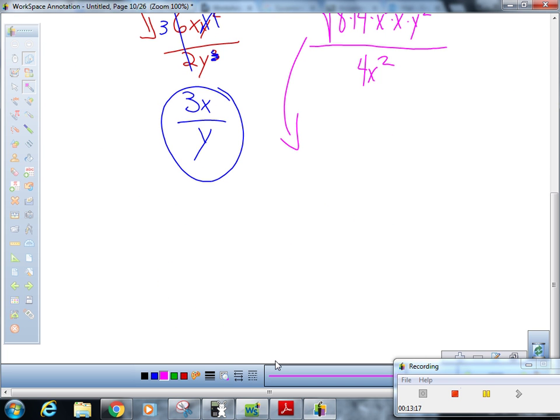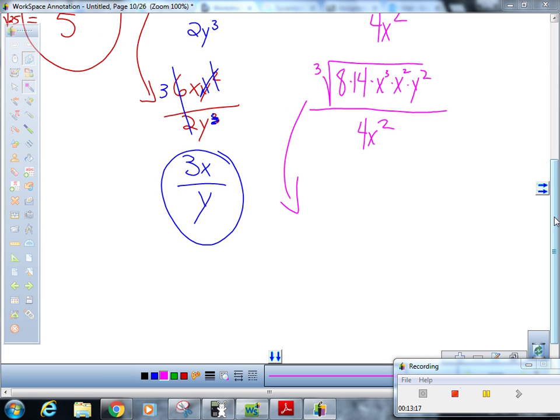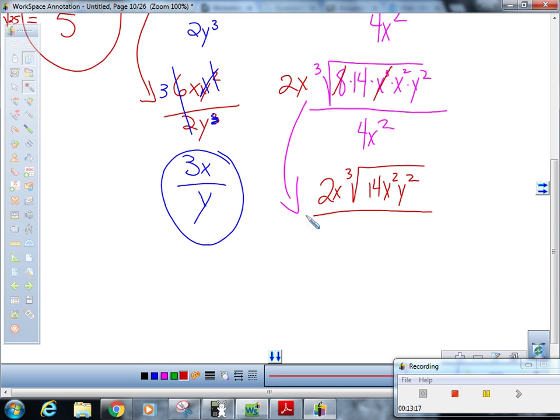Next step. The cube root of 8 is 2. So we'll pull that out. The cube root of x cubed is x, so we'll pull that out. There's nothing else that we can take out, so on the top we have 2x times the cube root of 14x squared y squared. And on the bottom you have 4x squared.